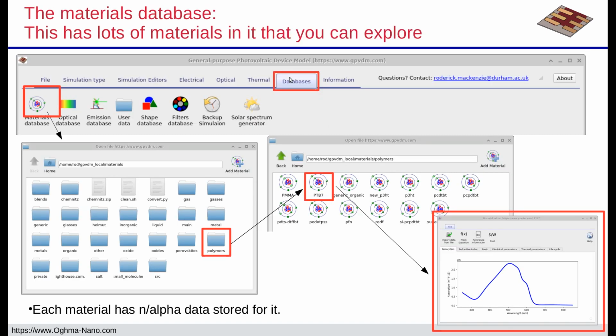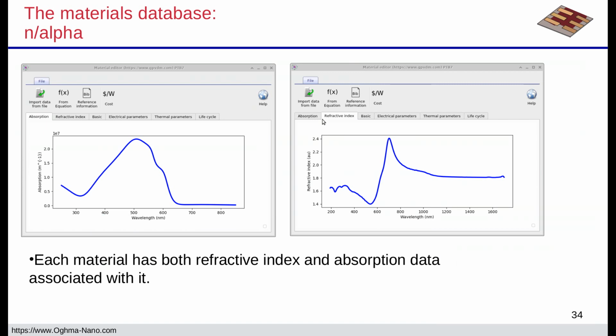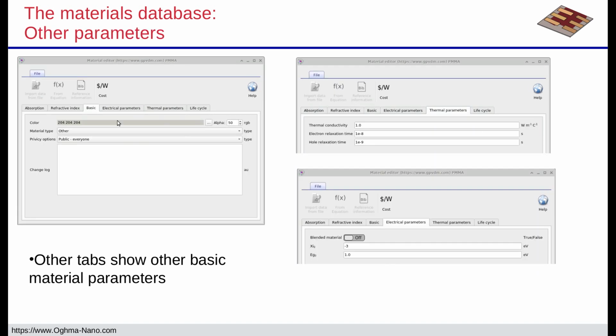So let's have a look at the materials database now, where we import all this information. Again, the database tab under materials, and we can have a look at it. So we go to polymers, then click on say PTB7, and this is what it looks like. This is the absorption coefficient, and there's also a refractive index there. You can click on the various tabs to see the absorption of the material and the refractive index, and notice this import from file button where we can import the data just like before with the solar spectra. There are also other tabs that are quite useful, the colour of the material, thermal properties and a few electrical properties used for various things.